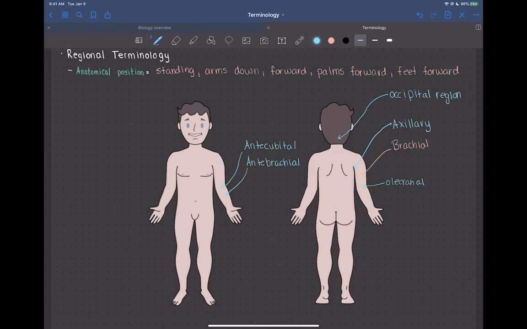Femoral, I'm sure you guys know where the femur is, so that's your thigh. Femoral would be the thigh region.